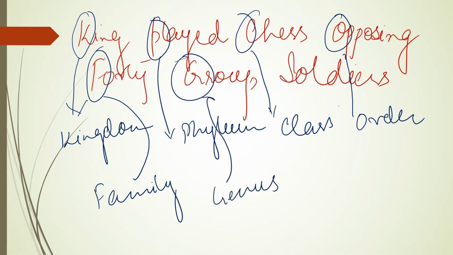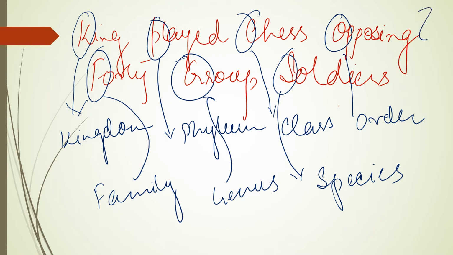And then comes S, that is species. So if you just remember this sentence, "King played chess opposing 40 group soldiers," it will give you the full hierarchical order, that is kingdom, phylum, class, order, family, genus, species. So this is the full order you are getting here from this poem.